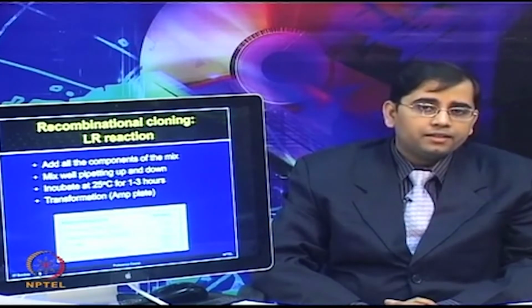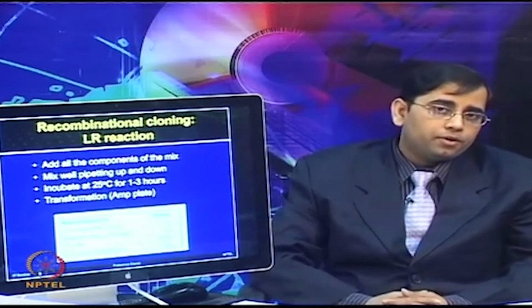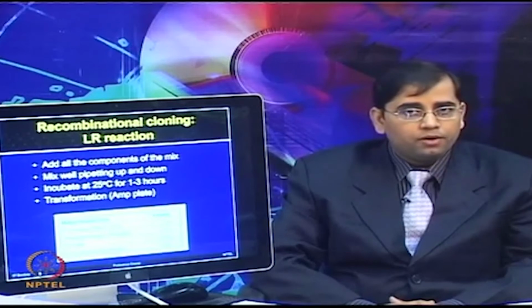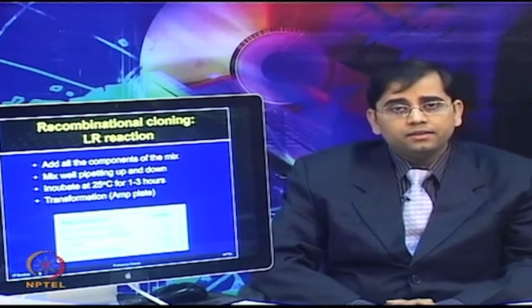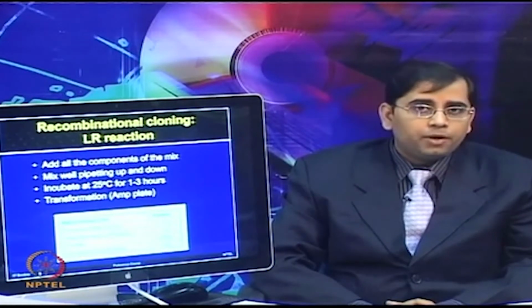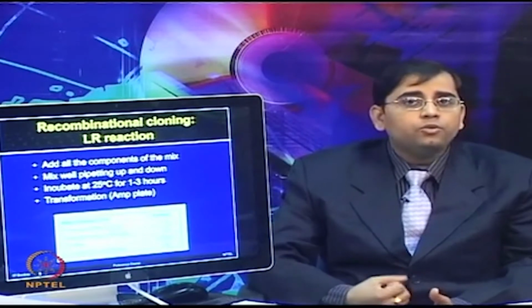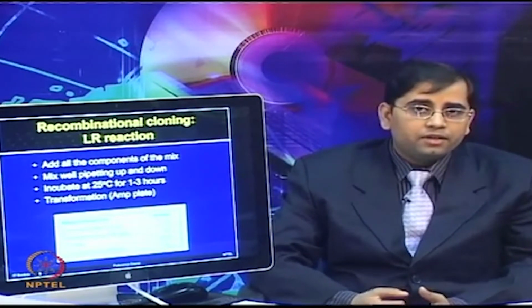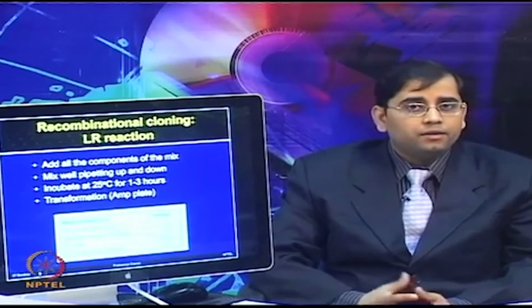So, add all the components of the LR mix and mix them well by pipetting up and down properly. Incubate the reaction at 25 degrees for an hour or 1 to 3 hours, and then this mix can be put on the plate for the transformation process on the ampicillin resistant plate. Now, this antibiotic will be able to screen only those clones which have the gene of interest in the right vector.